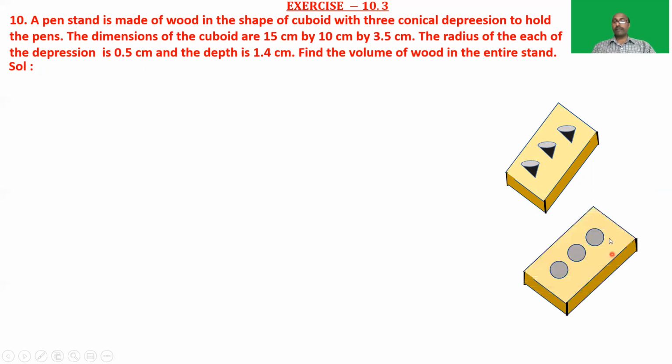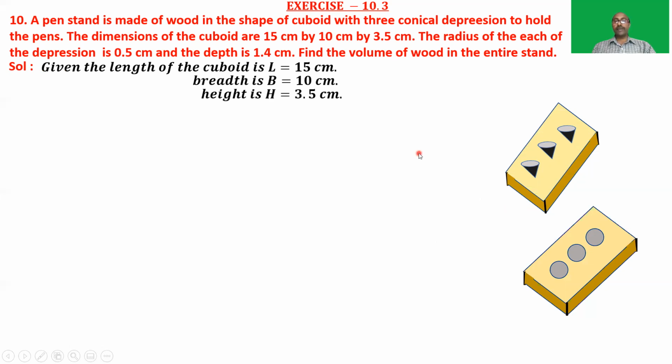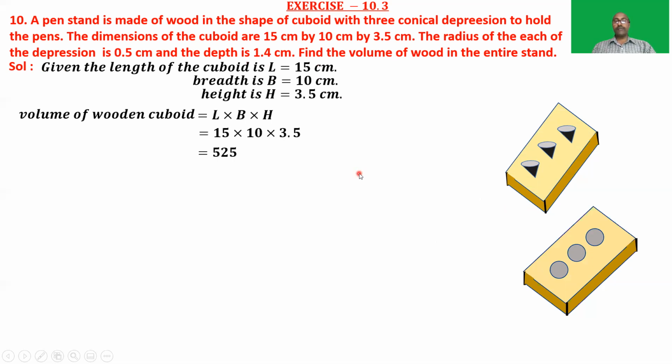So from the top we can see like this. Now, given the length of the cuboid is 15 centimeters, breadth is 10 centimeters, height is 3.5 centimeters. I am taking these measurements as capital L, capital B, and capital H. Now, the volume of the wooden cuboid is L into B into H, so that is 525 cubic centimeters.